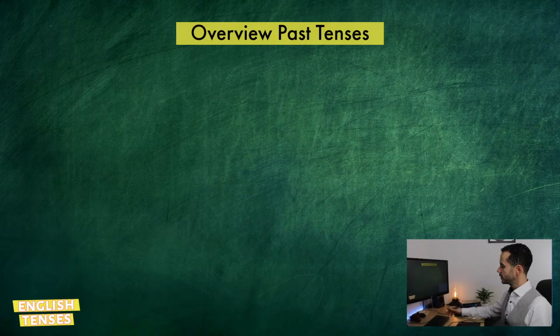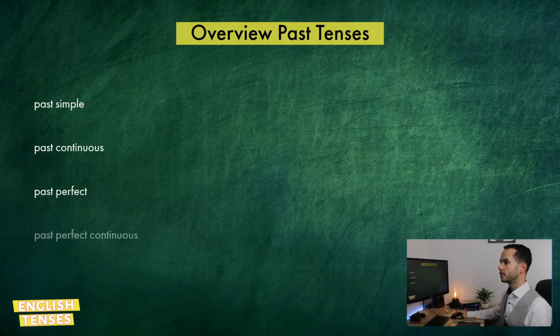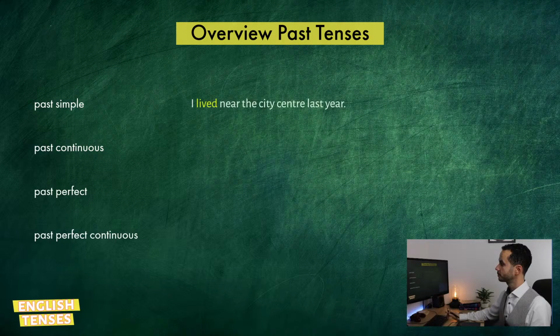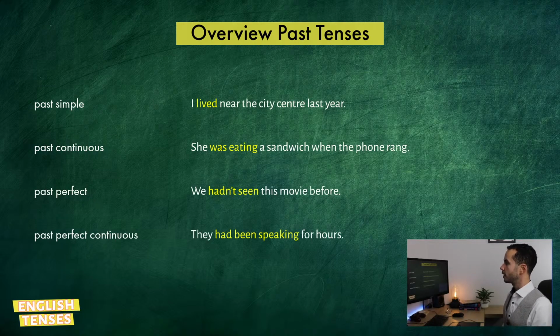The same for the past tenses, a quick overview of all the past tenses. We have past simple, past continuous, past perfect, and past perfect continuous. Past simple: I lived near the city centre last year. She was eating a sandwich when the phone rang. We hadn't seen this movie before and they had been speaking for hours. So it was again very clear and simple sentences.